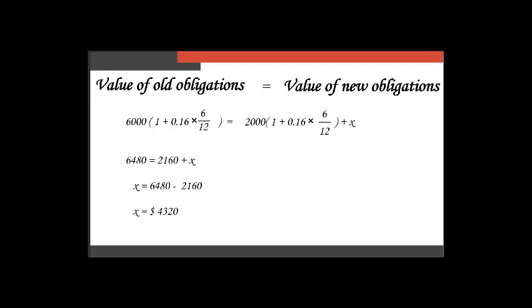The value of old obligations will be equal to 6,480, and the value of new obligations will be equal to 2,160 plus X. And to get X, X will be equal to 6,480 minus 2,160. X equals $4,320.